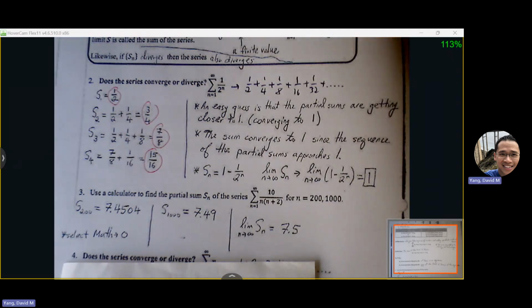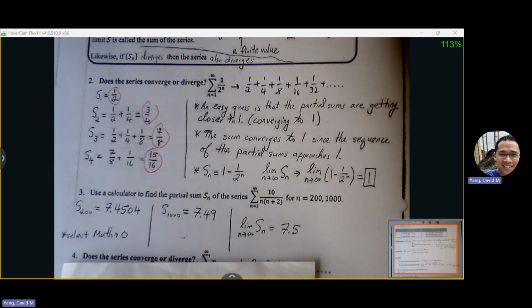7.45 is the sum of the first 200 terms. 7.49 is the sum of the first 1,000 terms. So what's a prediction that you can make? That the sum is going to be what? 7.5, probably, right? I mean, we could test, right? 2,000 terms, 3,000 terms. It's probably going to be like 7.49999.